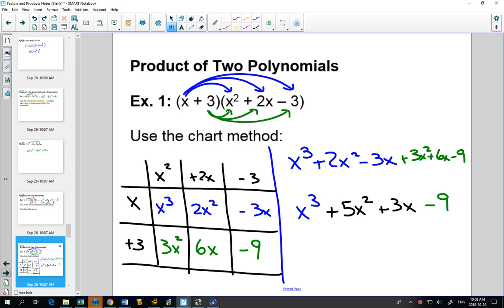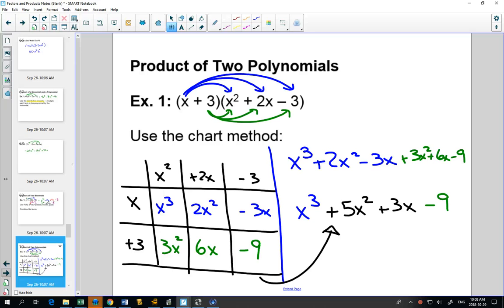And then after you've got your chart, you take everything from your chart, combine the like terms, and you'll get the exact same answer. We only have one x cubed. We have two things that have x squared. We'd add those together and get 5x squared. We have two things with x's, 6x and minus 3x. We'd add those together to get plus 3x. And then we have the minus 9 at the end.